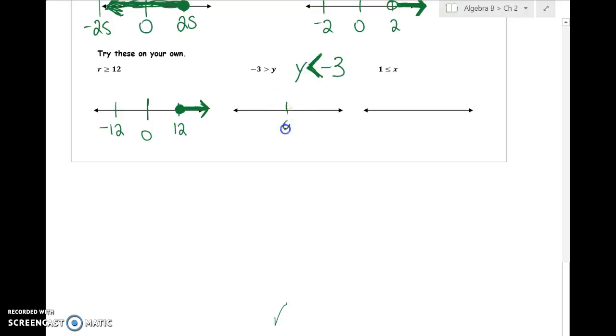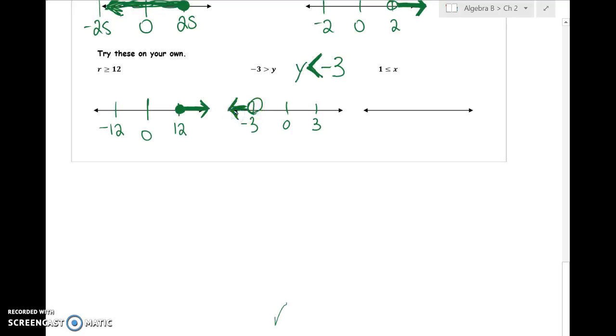On my number line, I'm going to do 0, negative 3, positive 3. Am I going to have a closed dot or an open circle? Open circle at negative 3. And I'm going to shade to the left or to the right. Everything less than is to the left.